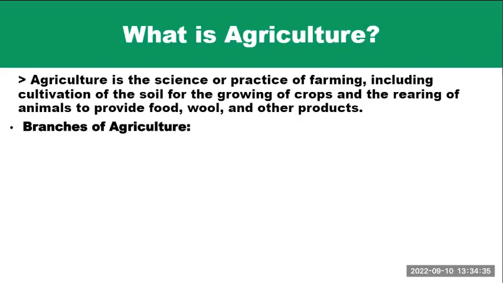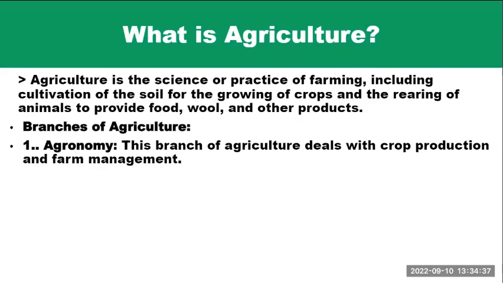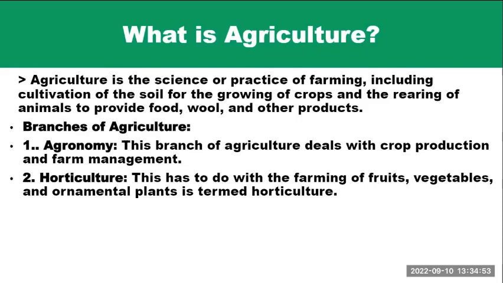And we have some branches of agriculture, and the first one is agronomy. This branch of agriculture is the one that deals with crop production and farm management. It is called agronomy, okay? And then the second one is horticulture. And this has to do with the farming of fruits, vegetables, and ornamental plants, okay? This actually is the one known as horticulture.